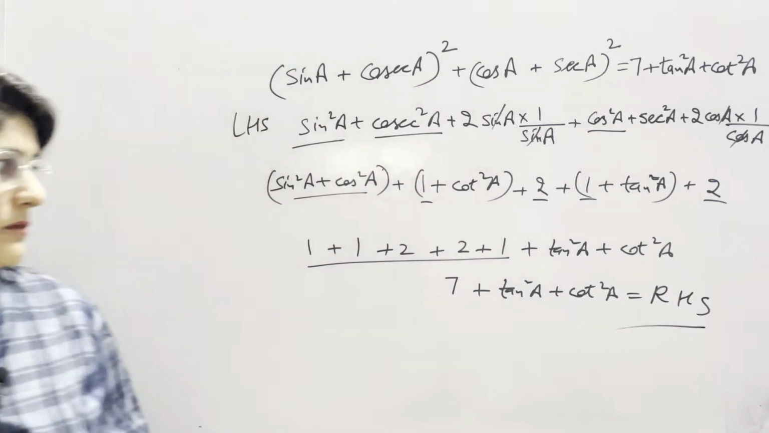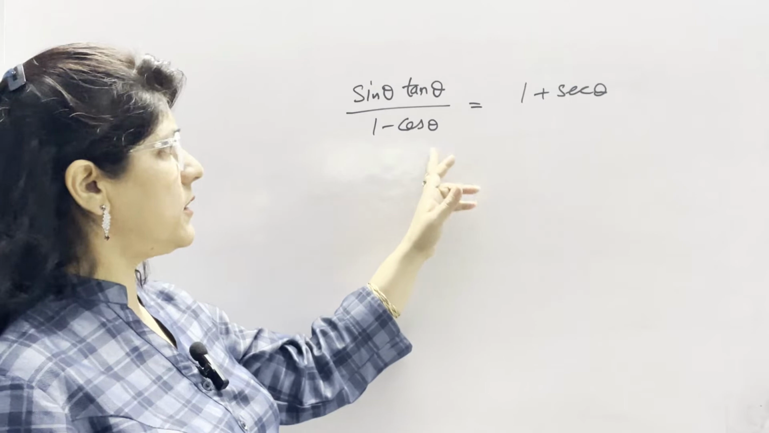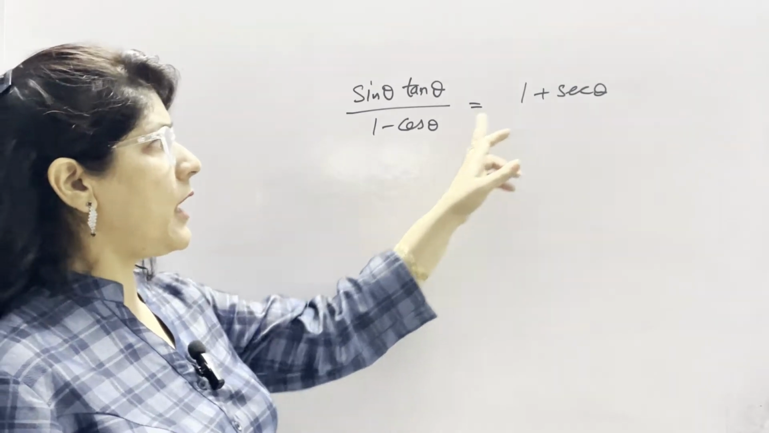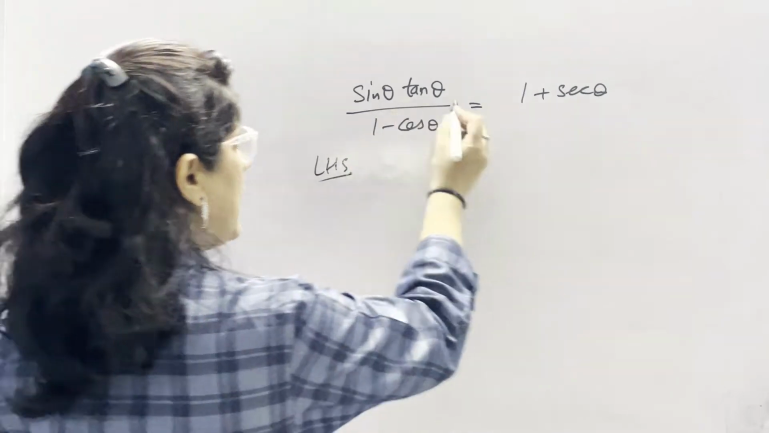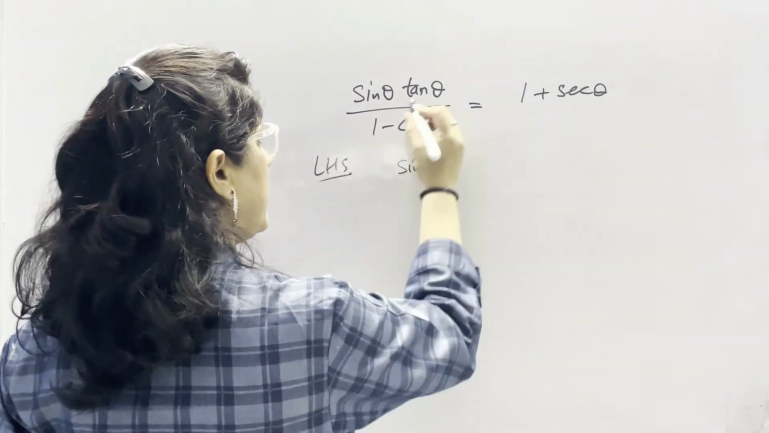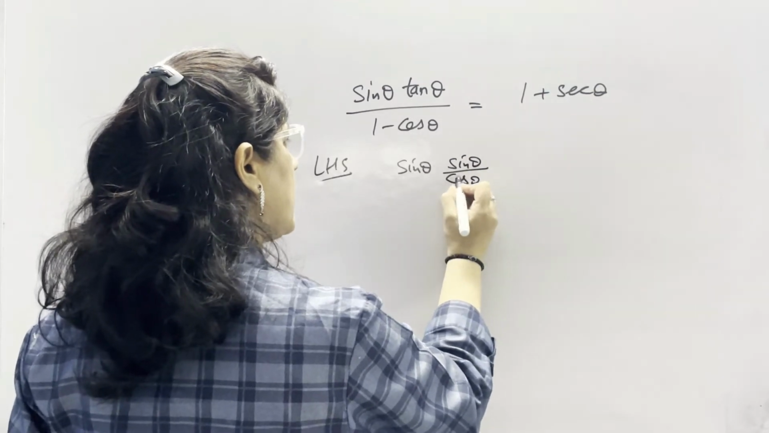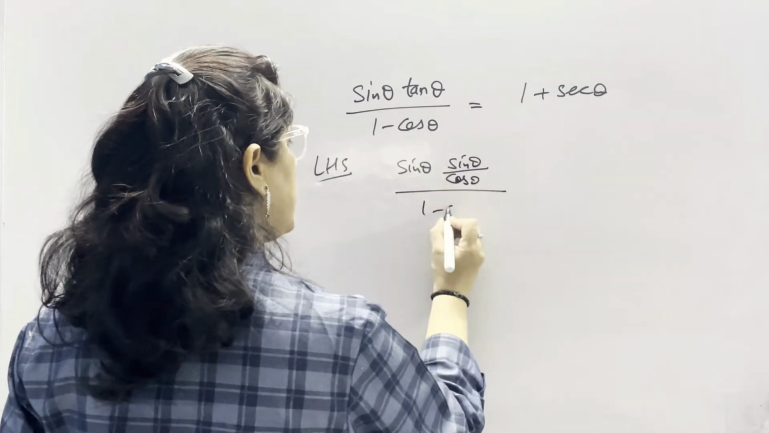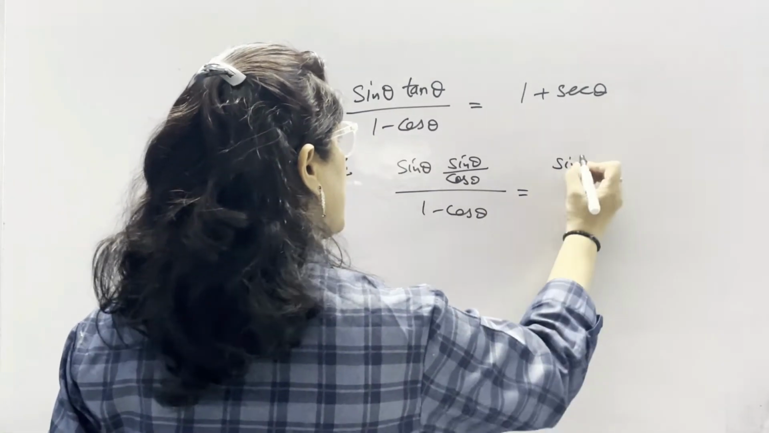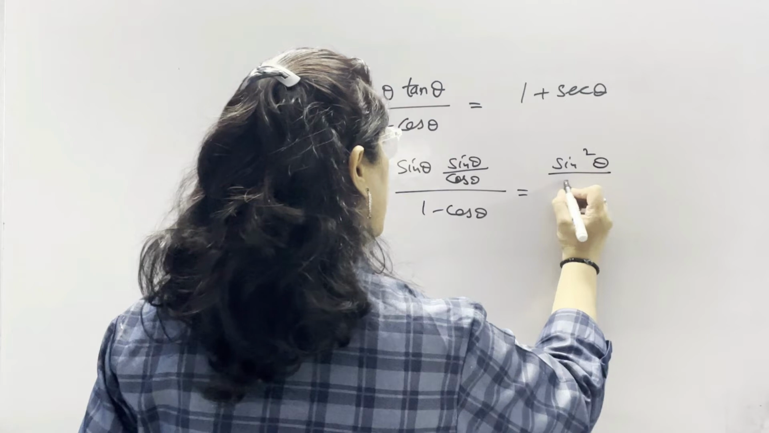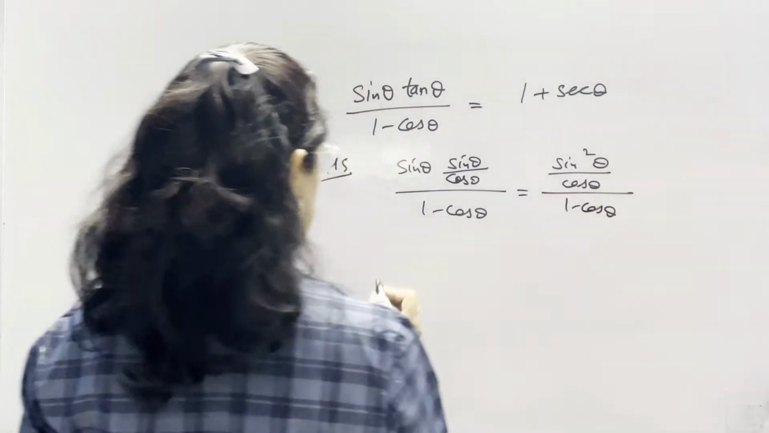Hence proved. Our next question is sin theta multiplied by tan theta, in the denominator there is 1 minus cos theta, and in RHS 1 plus sec theta. Again we start with LHS, sin theta, and tan theta we can write as sin theta upon cos theta. In the denominator, 1 minus cos theta is here. And here, sin multiplied by sin square theta upon cos theta, denominator 1 minus cos theta.